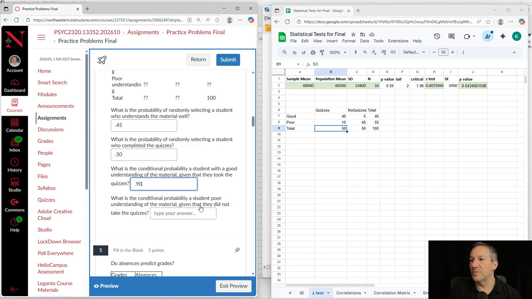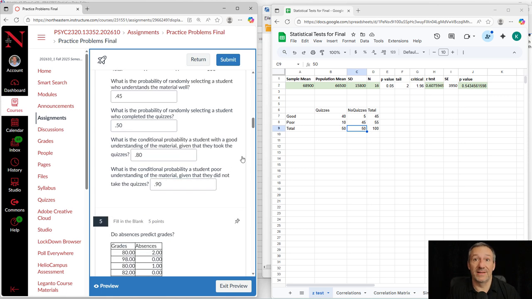Conditional probability, student poor understanding of the material given they did not take the quizzes. Okay, so no quizzes is our denominator. Poor understanding, 45. So 45 divided by 50 gives you 0.90, which now I think about it, on the other one, the one right above that, 40 and 50, which means we need to go back up here because it cannot be the same. I messed up here. 40 divided by 50 is 0.80, not 0.90.